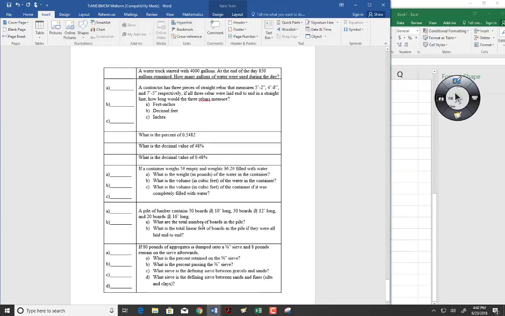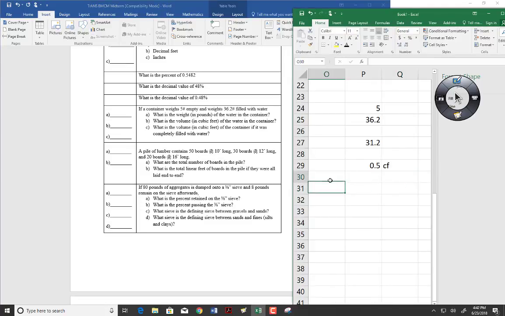Pile of lumber contains 50 boards, 30 boards, and 20 boards. These are 10 feet long, 12 feet long, and 16 feet long. How many pieces of lumber do I have? I have 100. And how many linear feet do I have? I have 1180. If I have 50 boards that are 10 feet long, that's 500 linear feet. I have 30 boards that are 12 feet long, that's 360 feet. I have 20 boards that are 16 feet long, that's 320, for a total of 1180 linear feet.